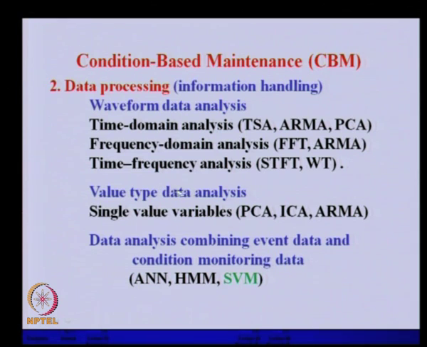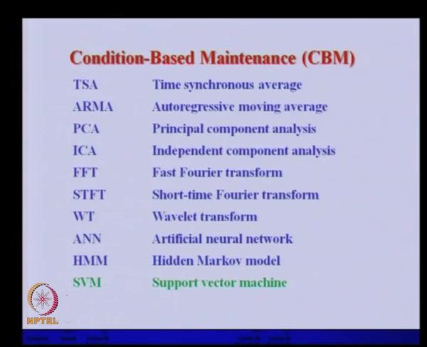Another is the value type data, like single value variables, like temperature or pressure, in which we get maybe one value at one particular time. So, that kind of data also we can collect, and there are various methods available to analyze this. So, various methods are listed here. Describing each of them is beyond the scope of this particular lecture, but some of them you will know, like fast Fourier transform, short time Fourier transform, wavelet transform, artificial neural network, hidden Markov method, support vector machine.